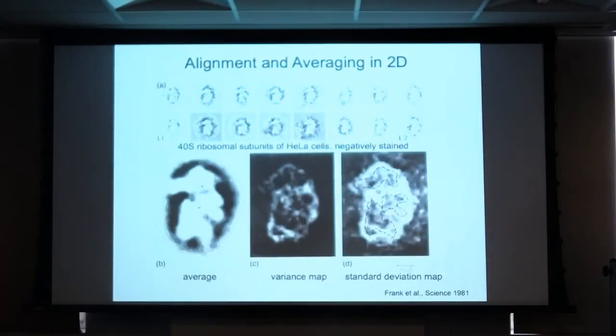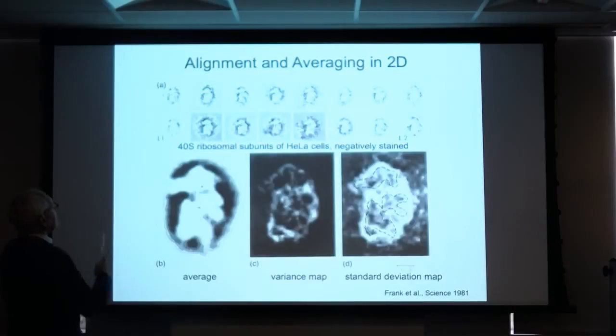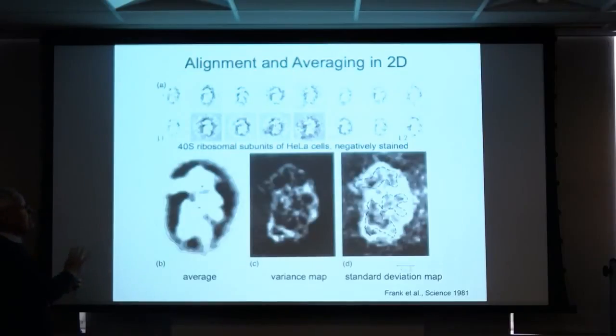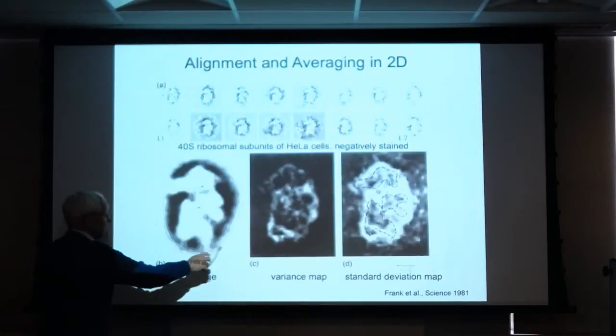Okay, so I'm going to go into alignment and averaging in two dimensions. Here is one of the early applications of these ideas. We have now a series of molecules, and they're all in the same place in the image field. In order to put them there, we need what is called alignment. Without alignment, you average apples and oranges. You can't put them into exactly the same place. Then you get an average, and you get a variance map.